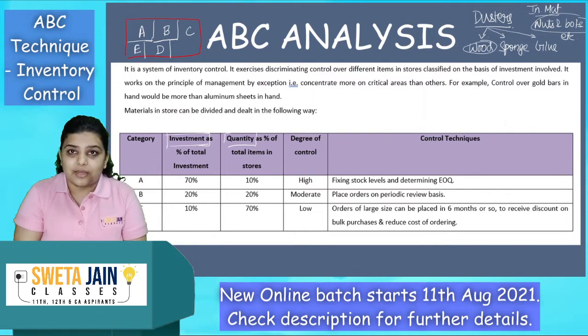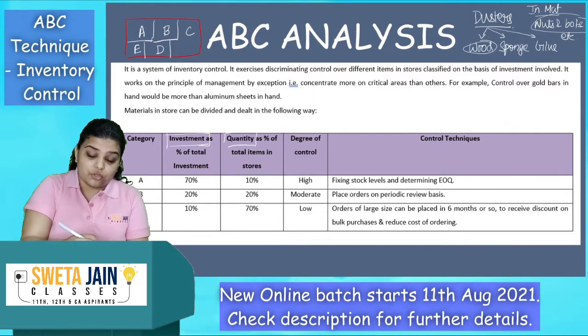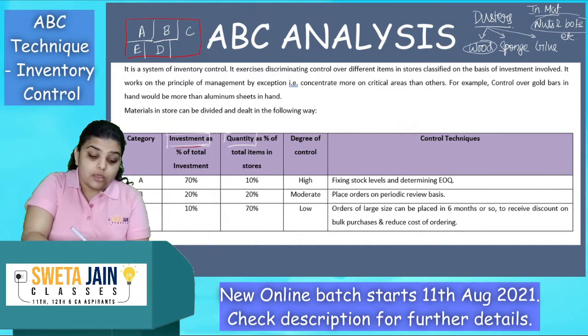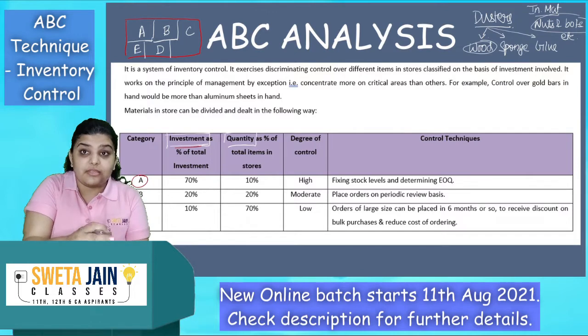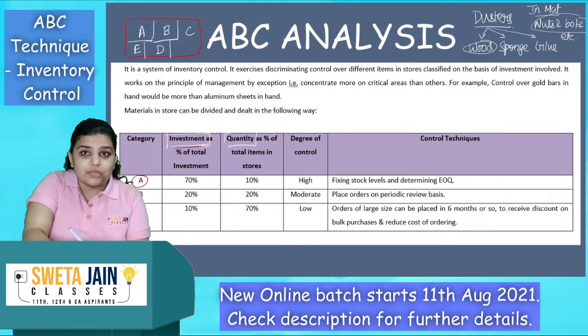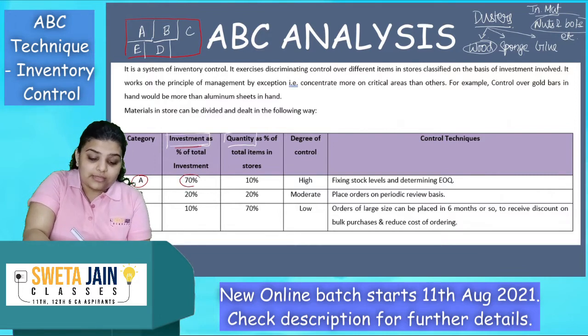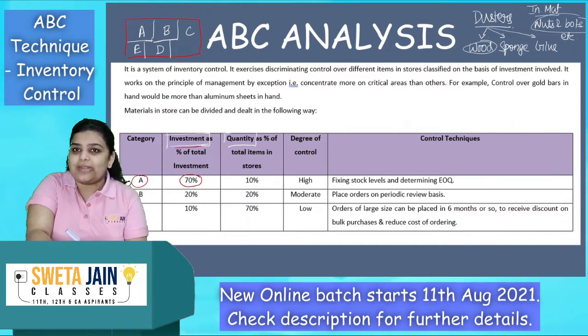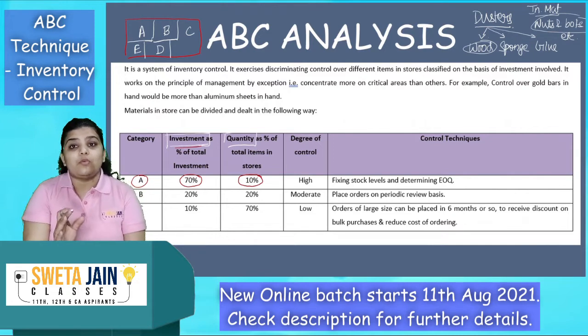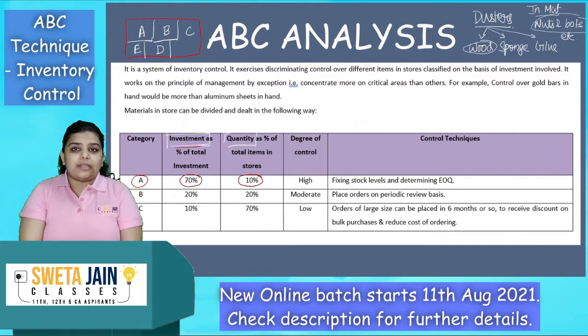So what does ABC analysis say? ABC analysis says that you categorize your goods in category A, B and C, and while categorizing, you focus on two things. One is investment. So category A is the niche category, the category in which the goods have higher values. Those units which cumulatively have an investment of 70% will be in category A. Now, if so much investment is required for category A goods, obviously the quantity would be lesser. So it should amount to 10% of the total quantity of your raw material. This is for category A.